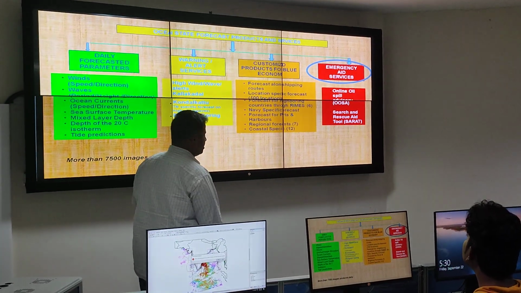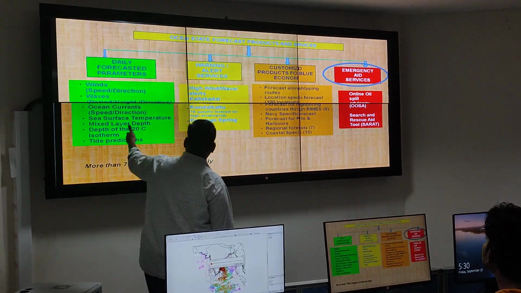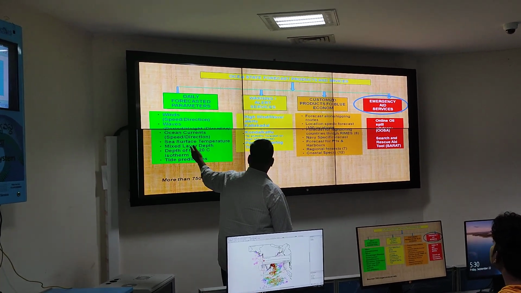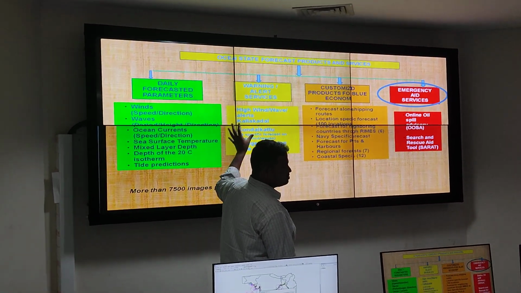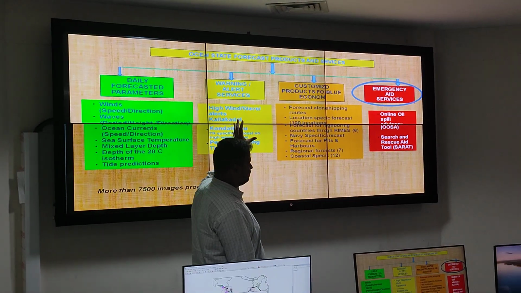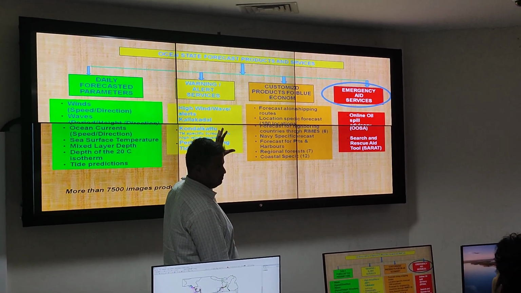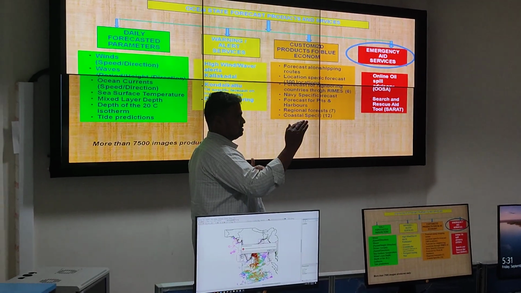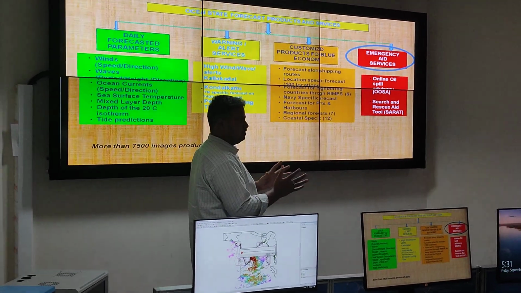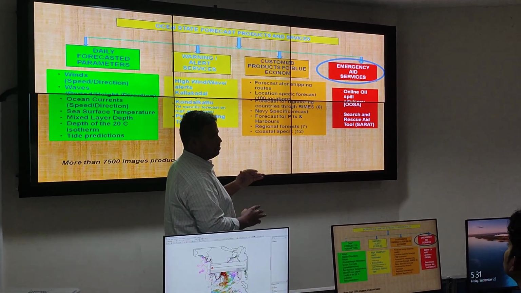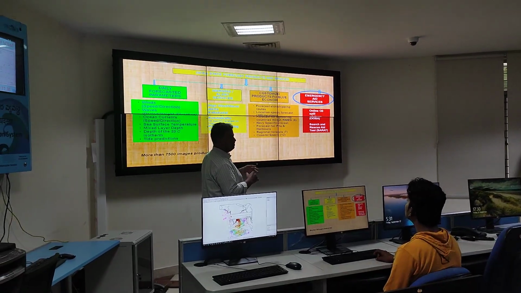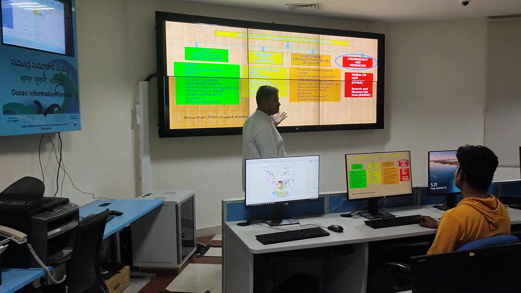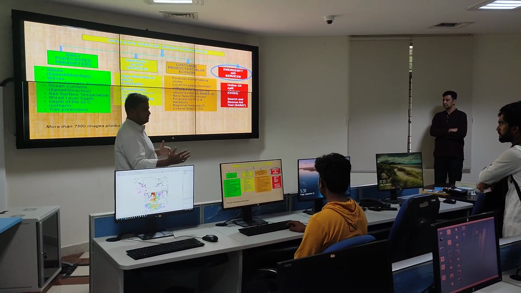So daily we simulate these models, and these are the parameters to predict waves, ocean currents, SST, and mixed layer depth, and we use this predicted data to inform the people. We issue high wave alerts. If the waves in the ocean cross a certain threshold like 3 meters, we issue high wave alerts, and if it crosses 3.5 meters, we issue high wave warnings. That information we send, color coded.